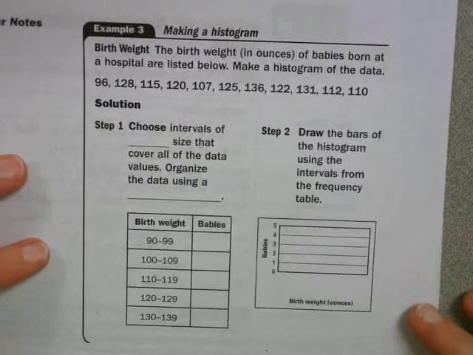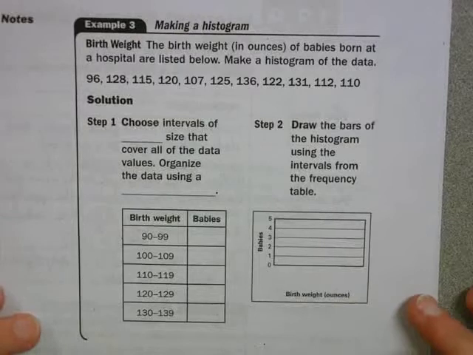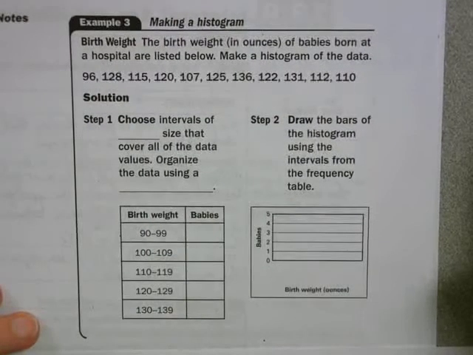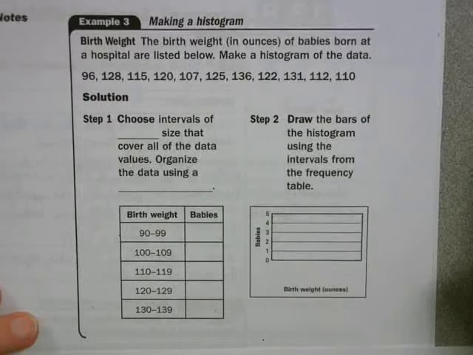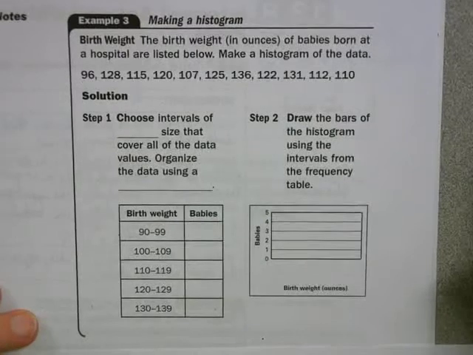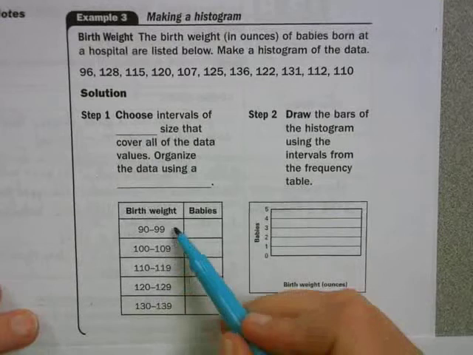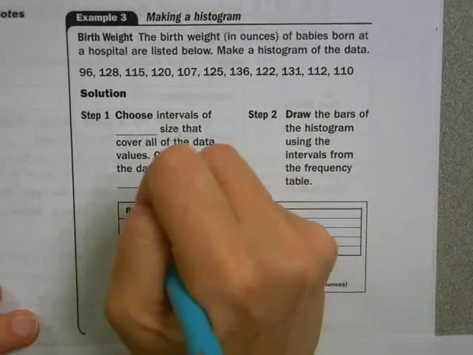All right, example 3, we're going to make a histogram, and we're actually going to make a frequency table as well. So we have birth weight. The birth weight in ounces of babies born at a hospital are listed below. Make a histogram of that data. So here is the birth weight in ounces, and we're going to make a frequency table first. So this is a frequency table.